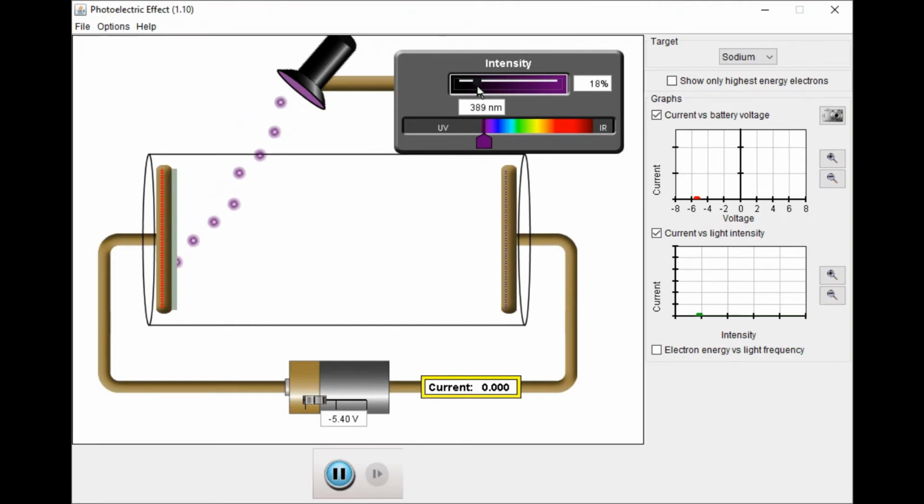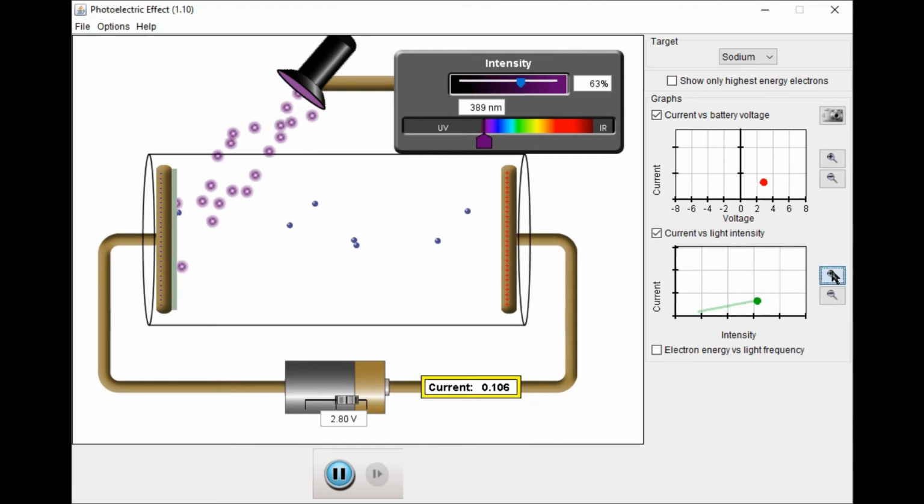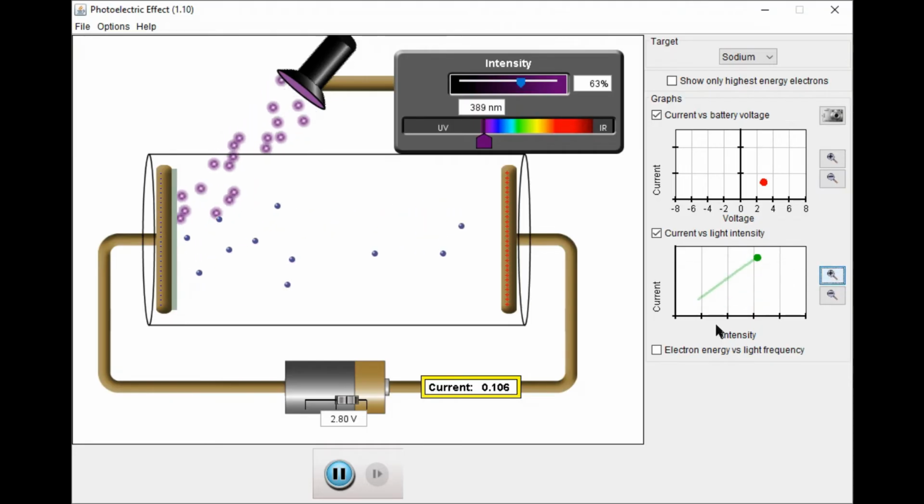And so if I just reverse the polarity, for a constant frequency, if I start to increase the intensity of the light, I'm sending more photons to the plate per unit time. And so we should expect that more electrons make it to the plate. And that's what we see in the graph of current versus intensity. For higher intensity, the current is higher.